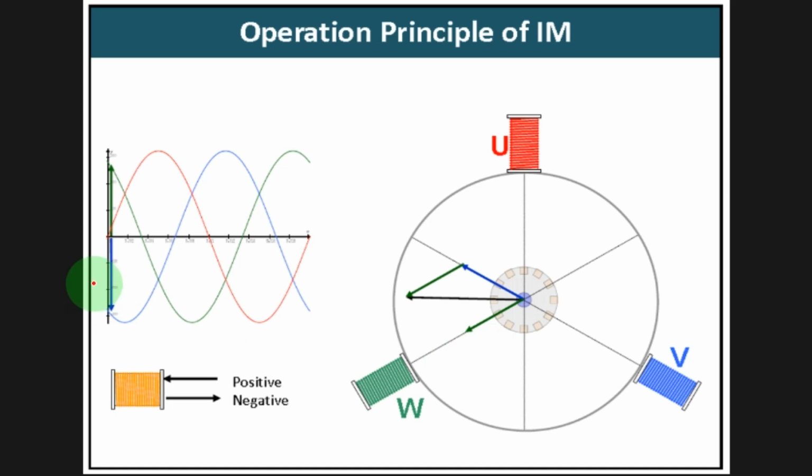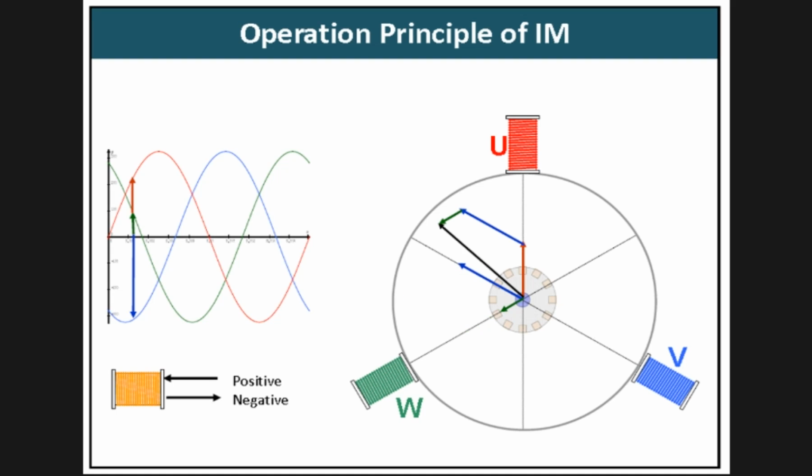Okay, then if we consider another point in time and do the same thing to calculate the magnetic field, for example when the time is somewhere here, the green one's magnitude is this, the red one is this, and the blue one is this. So the green and red are still positive, and the blue one is still negative.